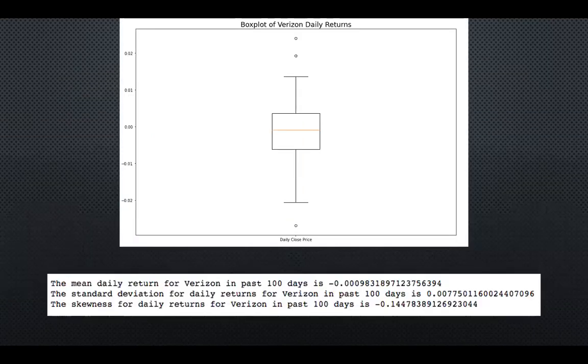So for Verizon, the mean is very close to 0, but it's negative, which reflects that negative price drift. The standard deviation for their daily returns is relatively low, which shows that Verizon's a safer investment, and their skewness is also negative, which is due to that negative price drift.